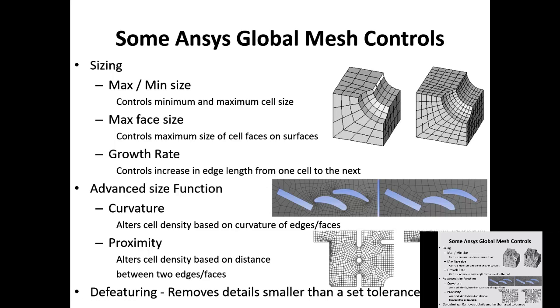So when you set a tolerance, the grid will remove the details that are smaller than the tolerance. So keep that in mind. So you give a minimum cell size. So anything smaller than that minimum cell size will be ignored by the mesh.